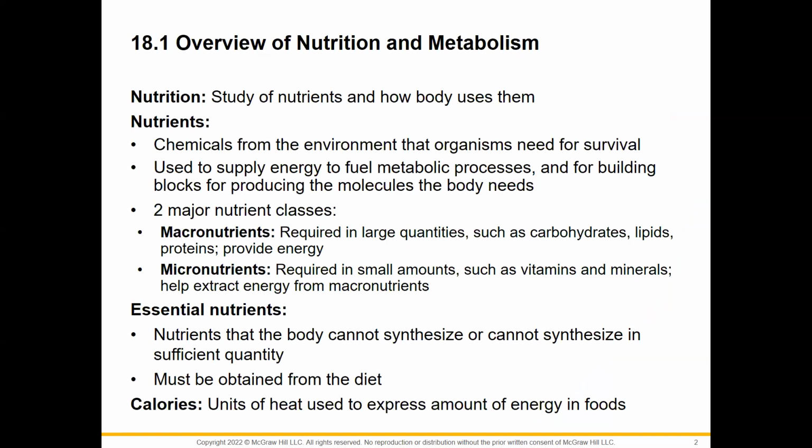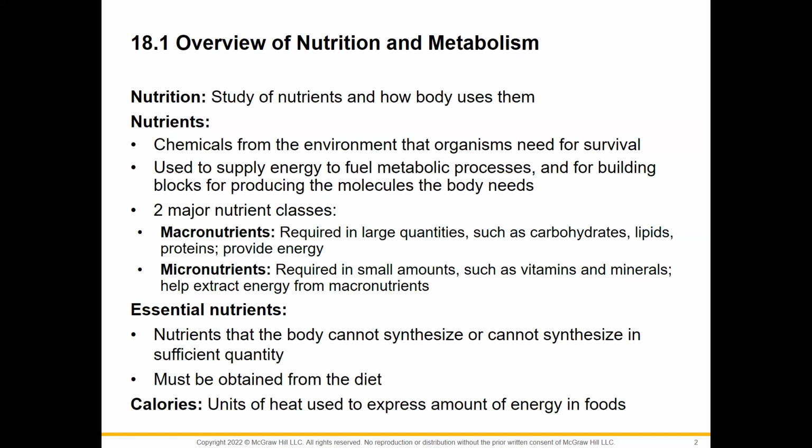Nutrition. Nutrition is the study of nutrients and how the body uses them. When you think about nutrients, typically we'll have a really surface understanding of them. We'll say it's a thing that the body needs. But do we ever really understand why or how the body uses them?